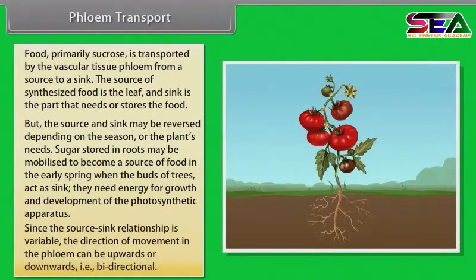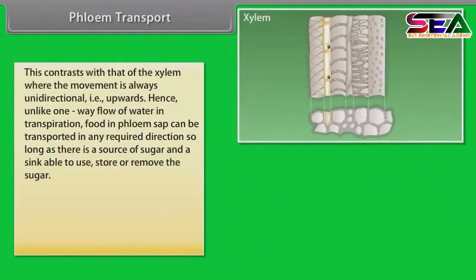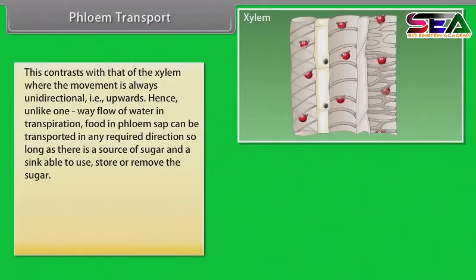Since the source-sink relationship is variable, the direction of movement in the phloem can be upwards or downwards, which means bidirectional. This contrasts with that of the xylem, where the movement is always unidirectional, which means upwards. Hence, unlike the one-way flow of water in transpiration, food and phloem sap can be transported in any required direction, so long as there is a source of sugar and a sink able to use, store, or remove the sugar.